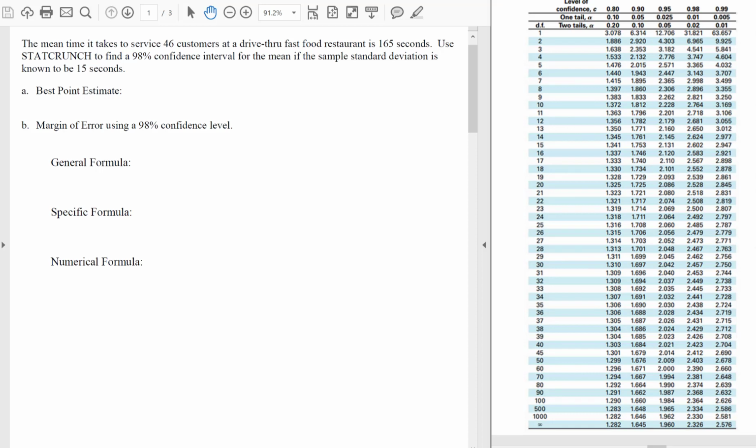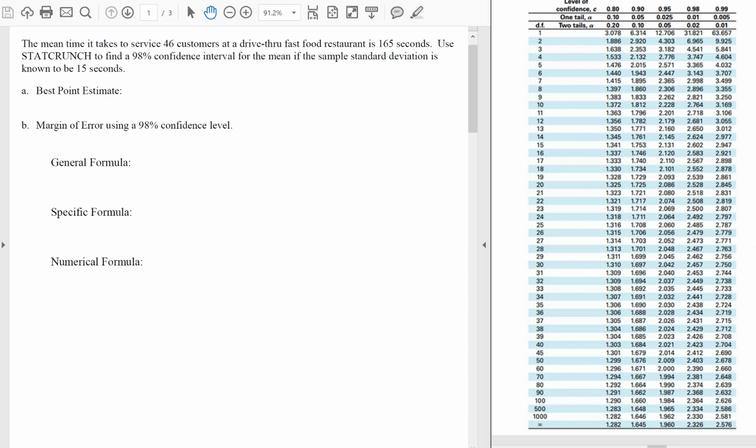The mean time it takes to service 46 customers at a drive-through fast food restaurant is 165 seconds. Use StatCrunch to find a 98% confidence interval for the mean if the sample standard deviation is known to be 15 seconds. Okay, so in this problem, we're going to determine a confidence interval.